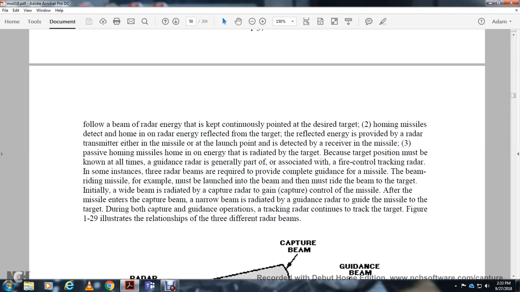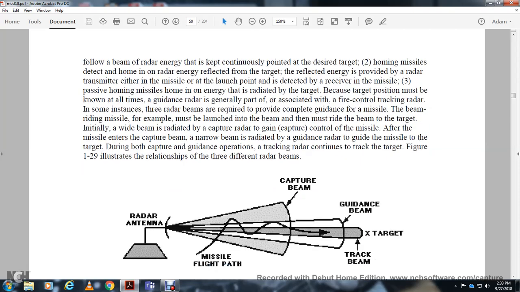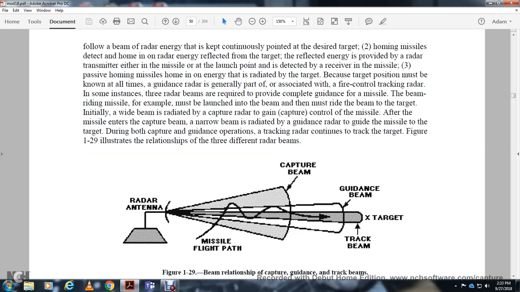For the beam riding missile, for example, the missile must be lined up into the beam and then routed along the beam to the target. Initially a wide beam radiated by the capture radar gains control of the missile. After the missile enters the capture beam, a narrow beam is radiated by the guidance radar to guide the missile to the target. During both capture and guidance operations, the tracking radar continues tracking the target. Figure 129 illustrates the relationship among the three different radar beams: radar antenna, missile flight path, the capture beam, guidance beam, and track beam.